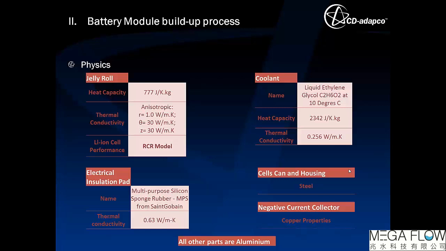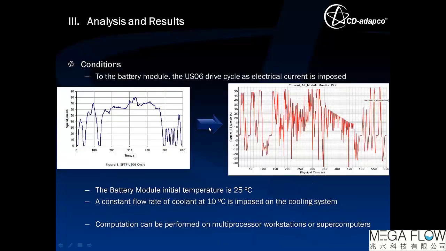In the coolant, we are using liquid ethylene glycol at 10 degrees, and here are the thermal properties. The electrical insulation pad is a multipurpose silicone sponge rubber with this quite low thermal conductivity. The cell cans and housing are made of steel. The negative current collector will be made of copper, and then all the other parts will be assigned aluminium physical properties.